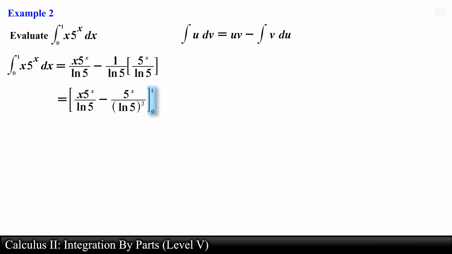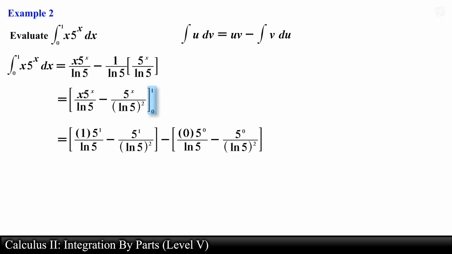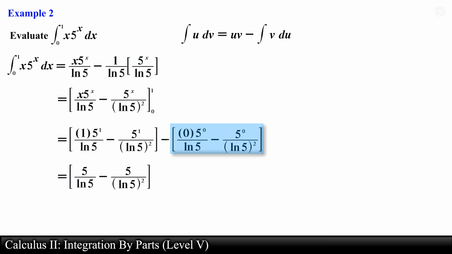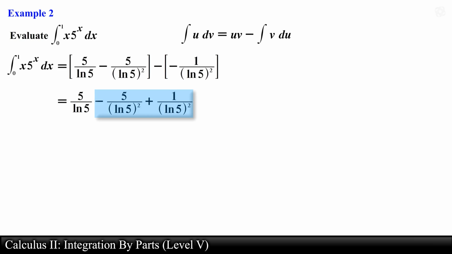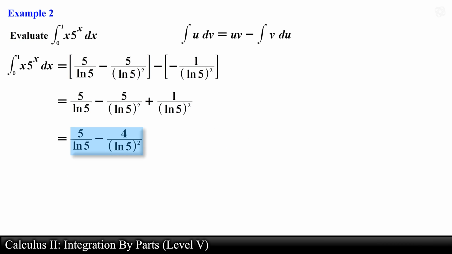And now we evaluate it from 0 to 1. So doing that, we obtain the following expressions. The terms in the left bracket simplify as follows. And the terms in the right bracket simplify as follows. Remember, any number raised to the power of 0 is equal to 1. Finally, we add like terms and simplify. The final expression of the integral is equal to 5 over the natural log of 5 minus 4 over the natural log of 5 squared.